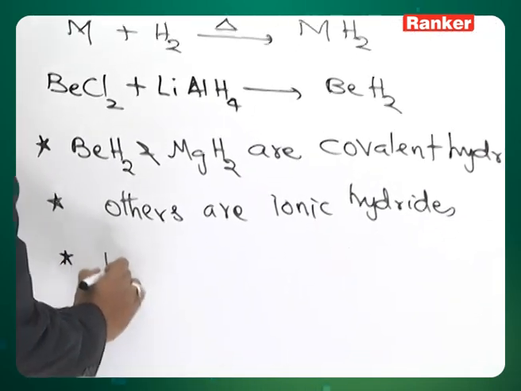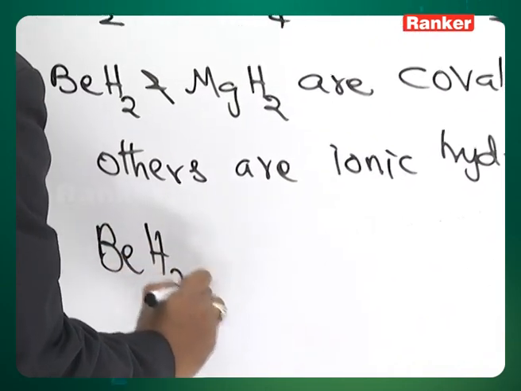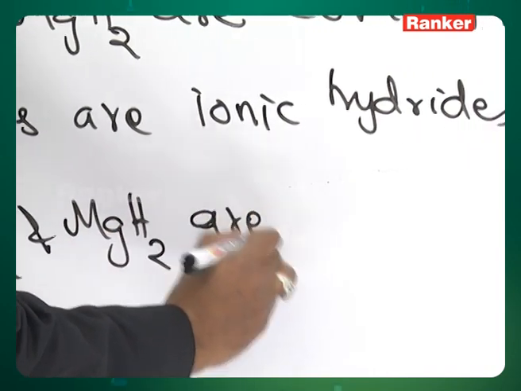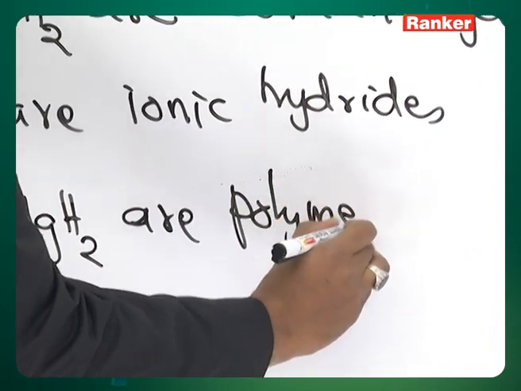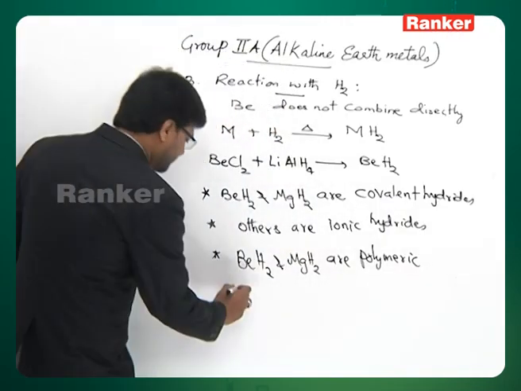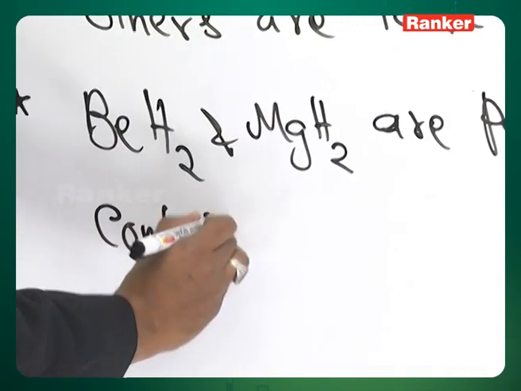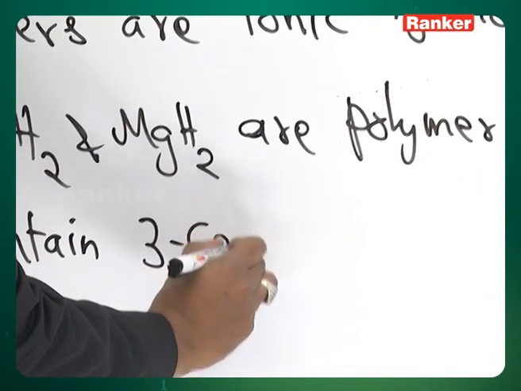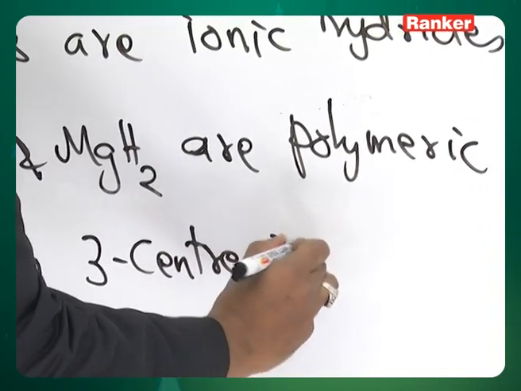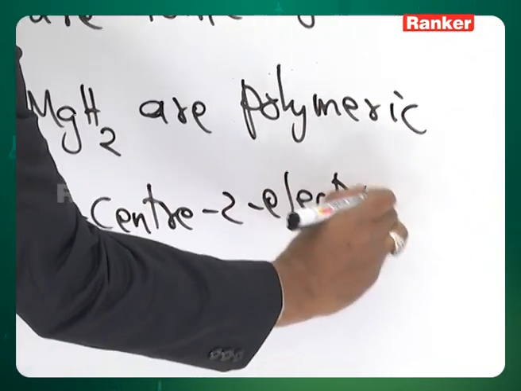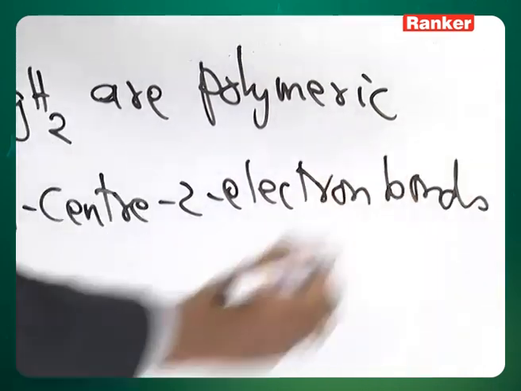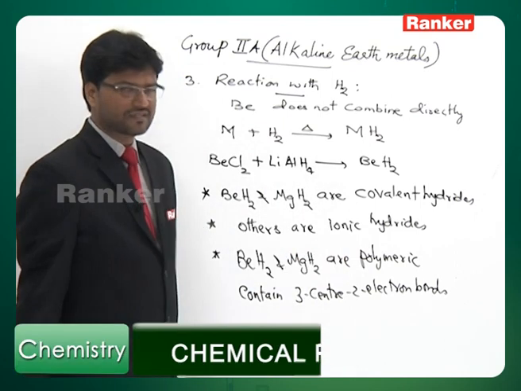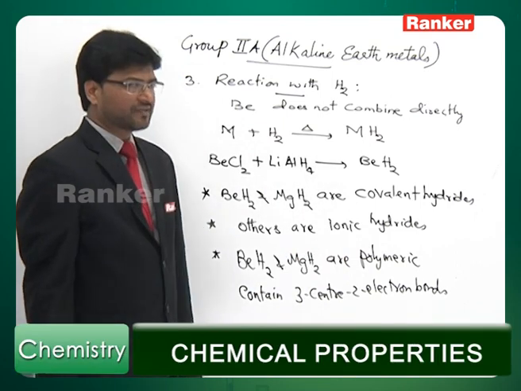Also remember, BeH2 and MgH2 are polymeric and they contain a special type of bond called 3-center 2-electron bonds. These bonds are also described as banana bonds. This is about reaction with hydrogen.